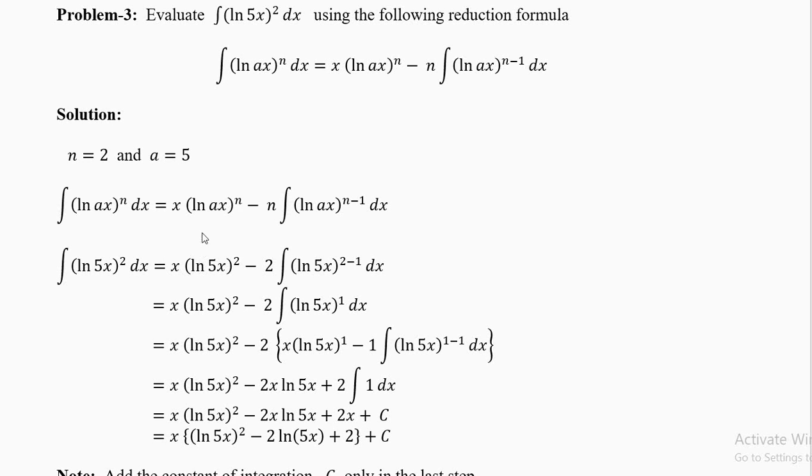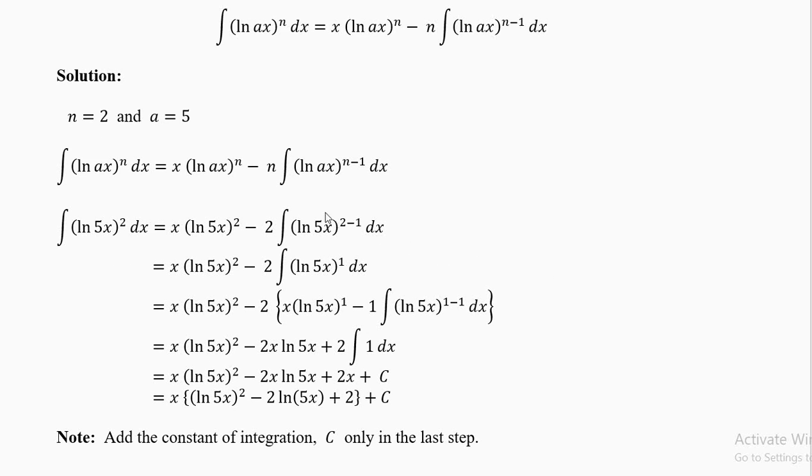So just copy. One part is outside the integration. Your algebraic part, just copy it in all the steps. x (ln 5x) whole square. This cannot be simplified. Just copy it in all the steps. Then you keep track of the integrations.